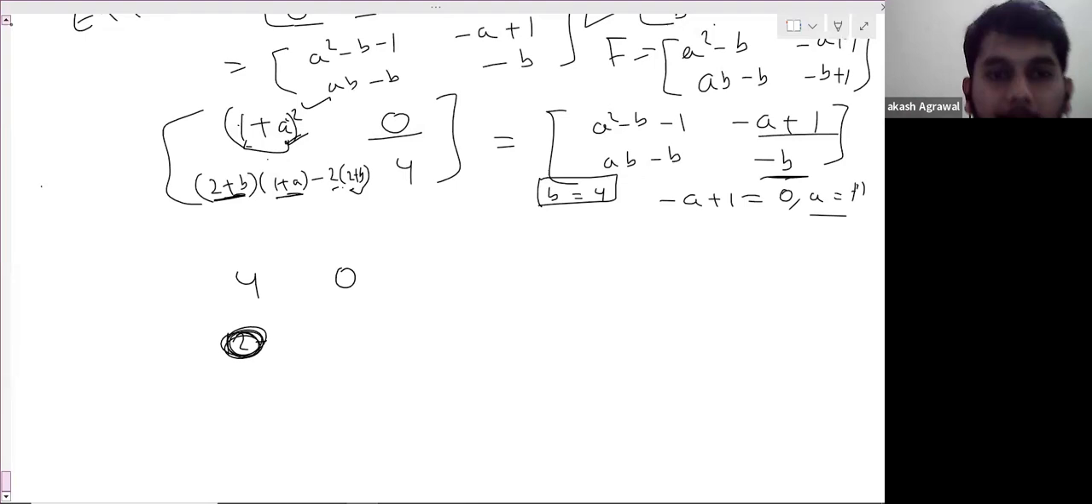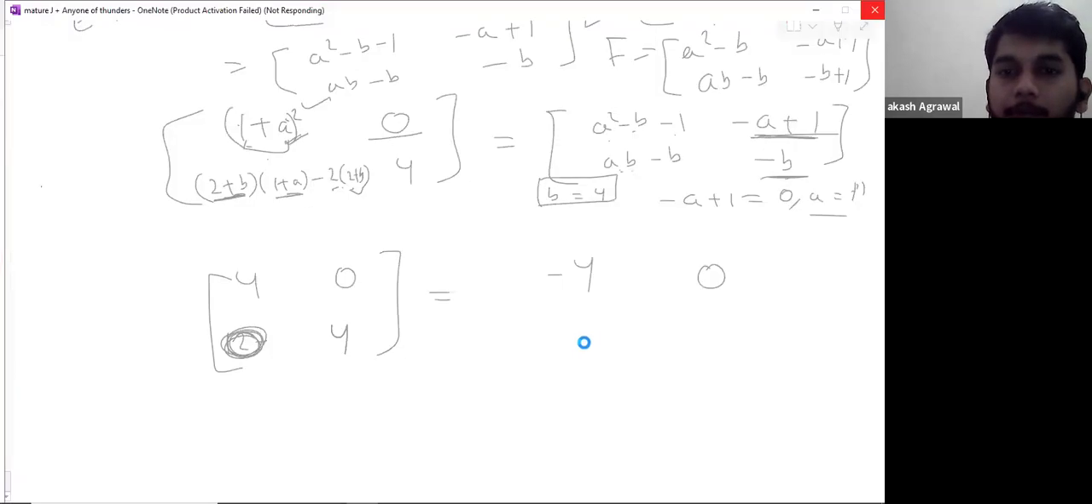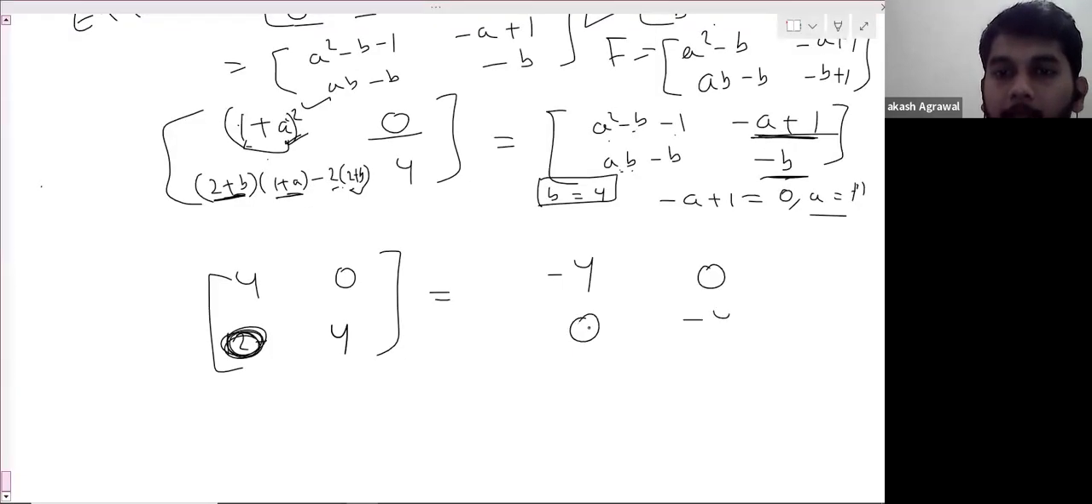Does everything make sense? Okay. And this is also 4. Let's see here. A square is 1 minus 4 and minus 1. So minus 4, we are getting. I believe it is some minus-plus mistake. Let's see. And this is 0. AB is 4 minus 4 is 0 and minus 4.